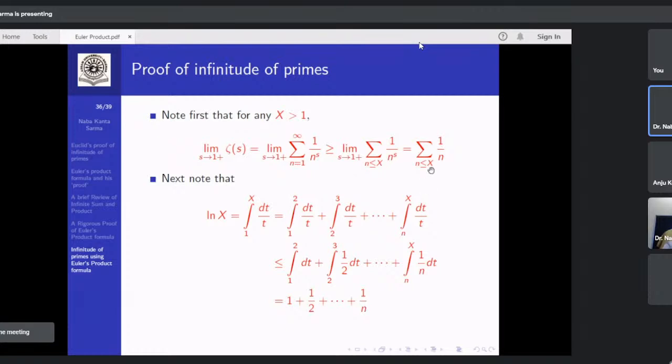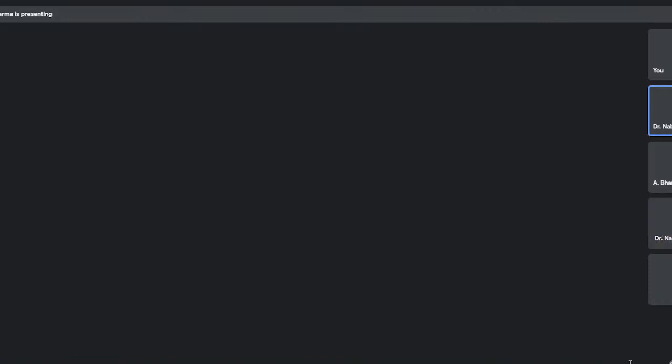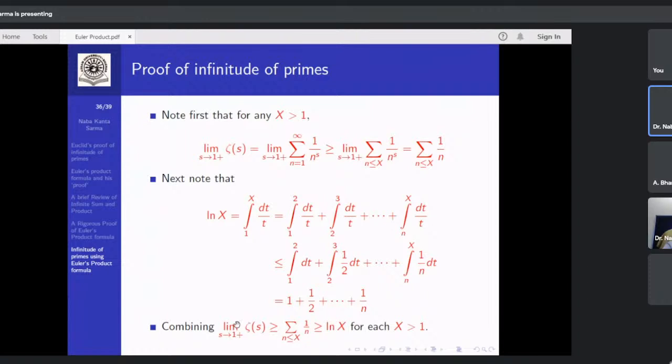So this is nothing but the right hand side of this. So log x is less than or equal to the sum of the first n terms of the harmonic series. So if we combine these two items, we get the limit as s tends to 1 plus of zeta s is greater than the sum of this series, which is greater than or equal to the logarithm of x. But our aim is to show that this limit is infinite. So now after proving this inequality, it becomes easier because log x goes to infinity.